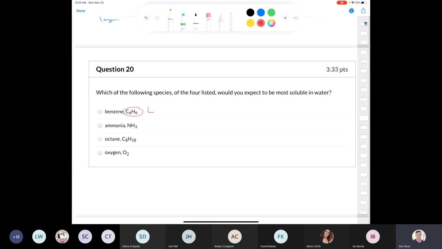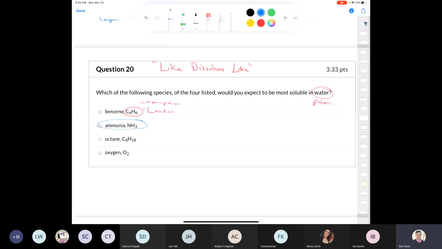So it's only going to have London forces, right? It's going to be non-polar. And since water is polar, and we follow the rule like dissolves like, that means polar molecules are going to dissolve other polar molecules. This is not going to be polar. Or sorry, it's not going to be soluble in water.